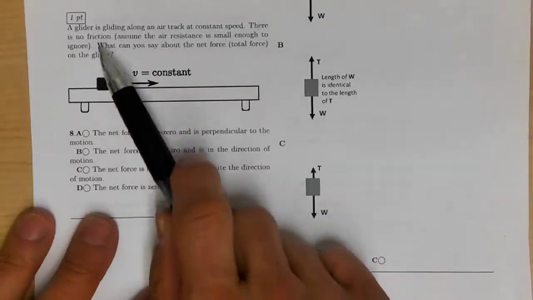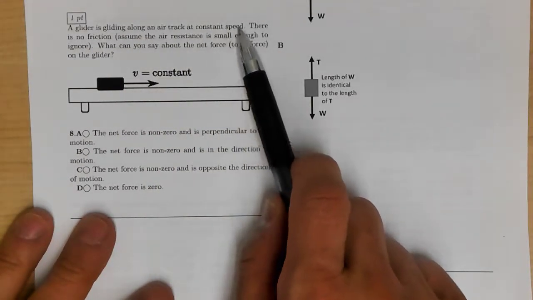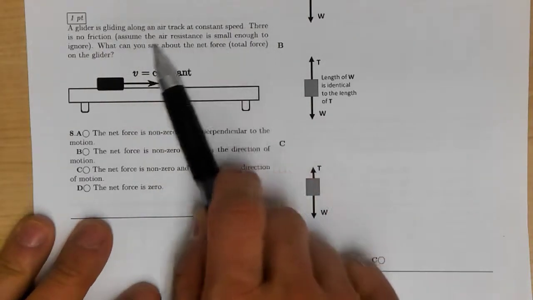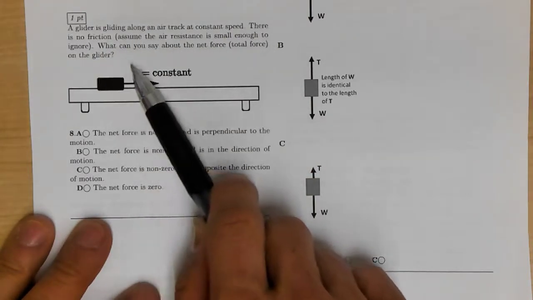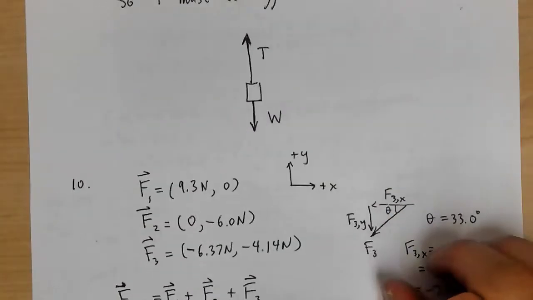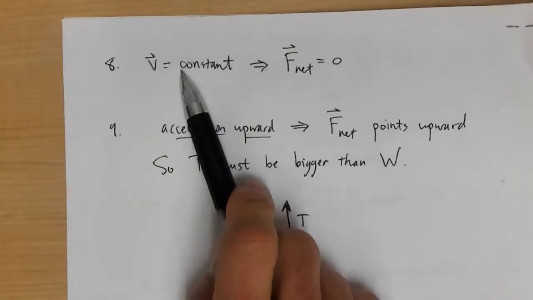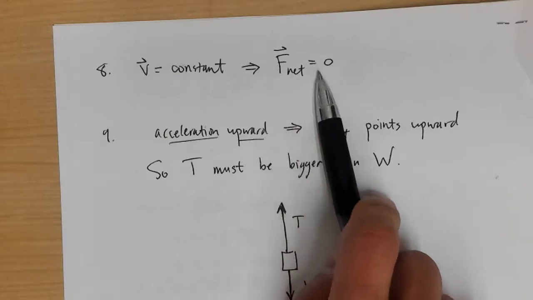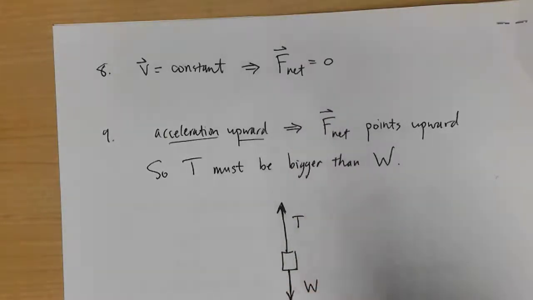Next problem. A glider is gliding along an air track at constant speed. There's no friction. Okay, what can you say about the net force on the glider? We said that v is constant, so there's no acceleration. F net is equal to 0.